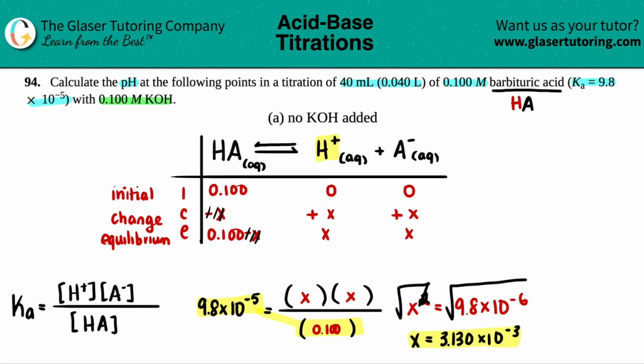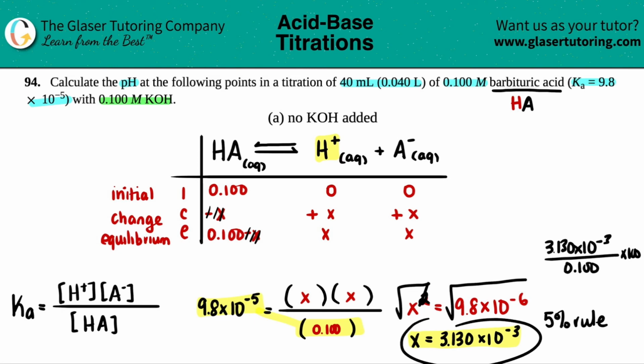Now, before we just figure out if this is the right number, we have to do that check that I talked about a little bit ago, because we got rid of this minus x. And the check is basically the 5% rule. You take your answer that you found, 3.130 times 10 to the negative 3rd, and you divide it by always the initial amount, so 0.100, and you times it by 100. If this answer is less than 5%, we assumed correct, and we can use this answer. However, if this answer is above 5%, we have to go back, include the minus x into the calculation, and do the quadratic. So, fingers crossed.